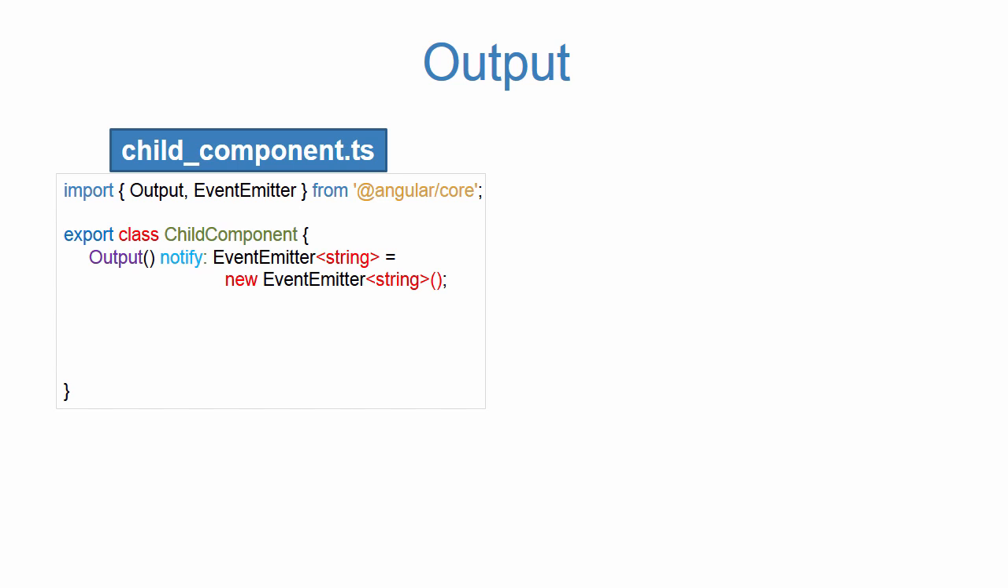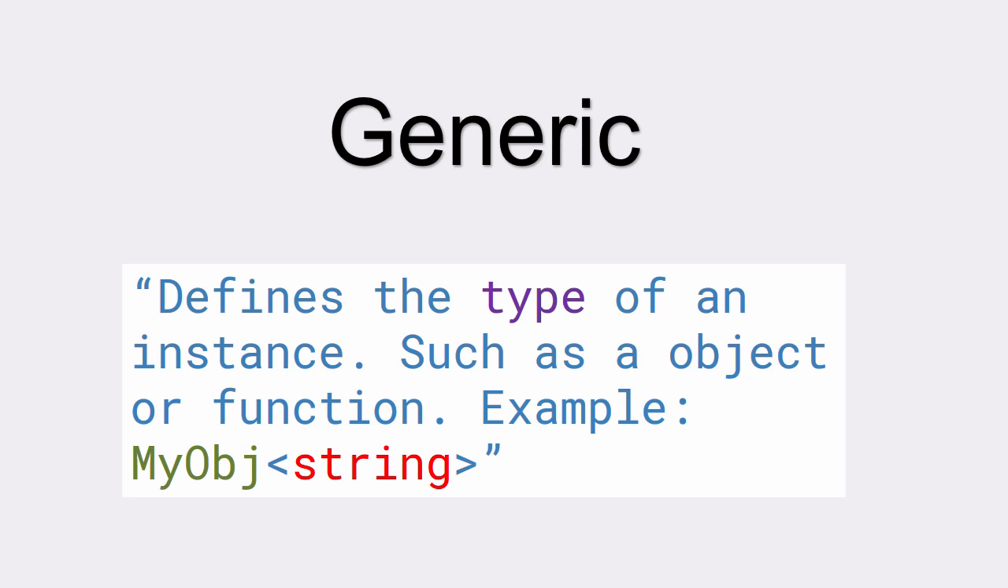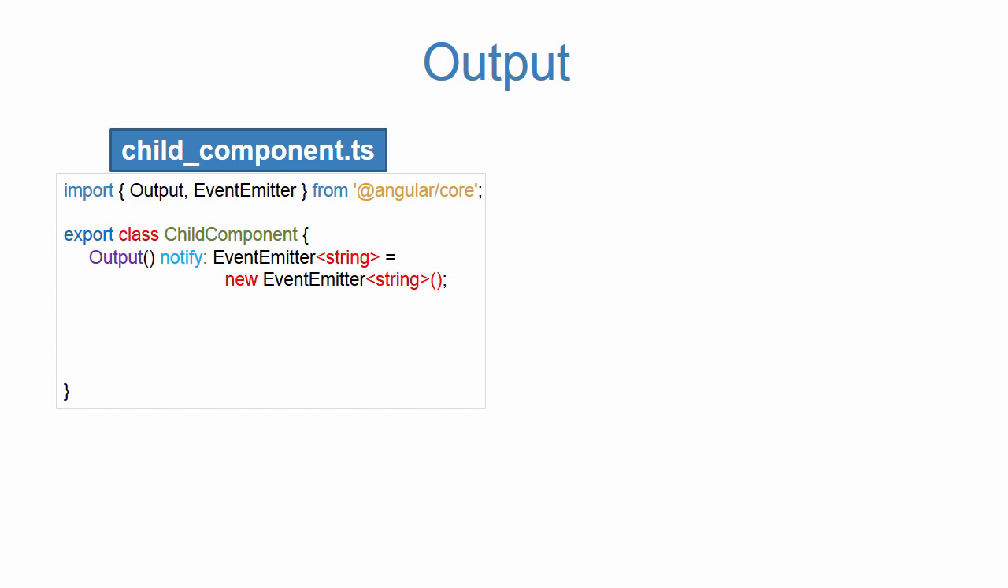So remember, EventEmitter is an object. And since it's an object, it also has a type. And that's what these greater than, less than symbols, known as a generic, are doing. It's setting up this EventEmitter to a type of string. So generic is a feature of TypeScript that simply defines the type of an instance, such as an object instance or a function instance. So we set notify as type EventEmitter and set it equal to a new instance of EventEmitter that is of type string, and then we invoke our EventEmitter using parentheses.